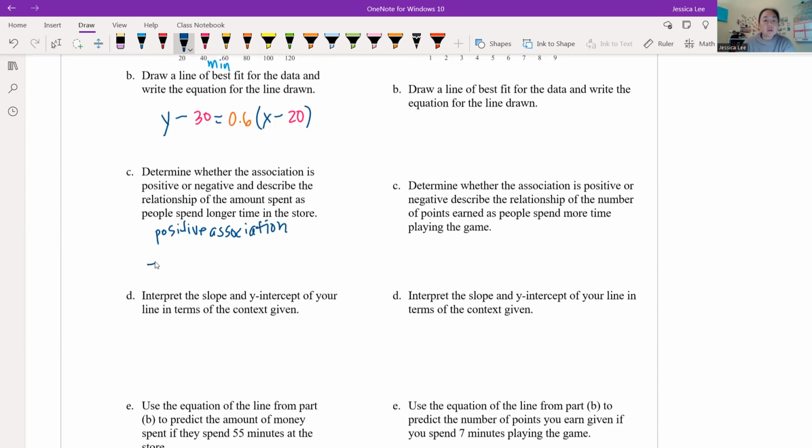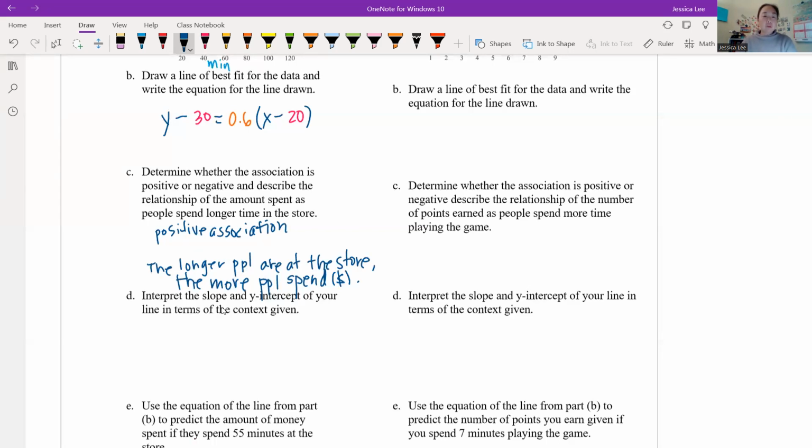And then the longer people are at the store, because spend might be confusing, the more people spend. We'll just put dollars there, because you're spending time, but this one you're spending more money.